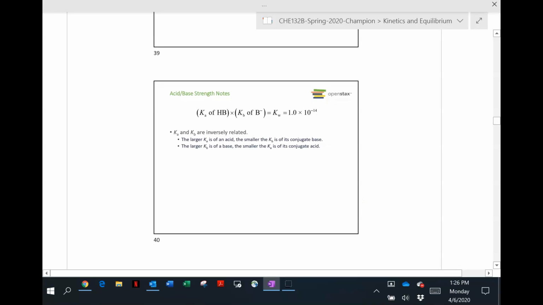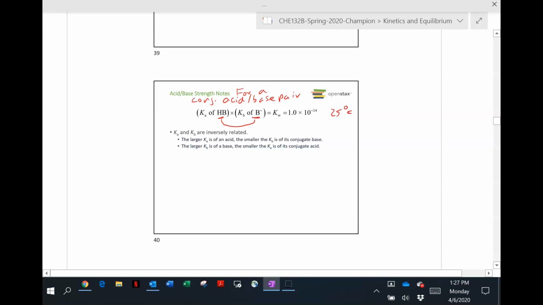Now, if we talk about a conjugate acid-base pair, as written here, HB is the acid, B- is the conjugate base of HB. If you take Ka times Kb for that conjugate pair, it's going to be equal to Kw, which is 1 times 10 to the negative 14th at 25 degrees C, which is usually what we'll assume we're working at.